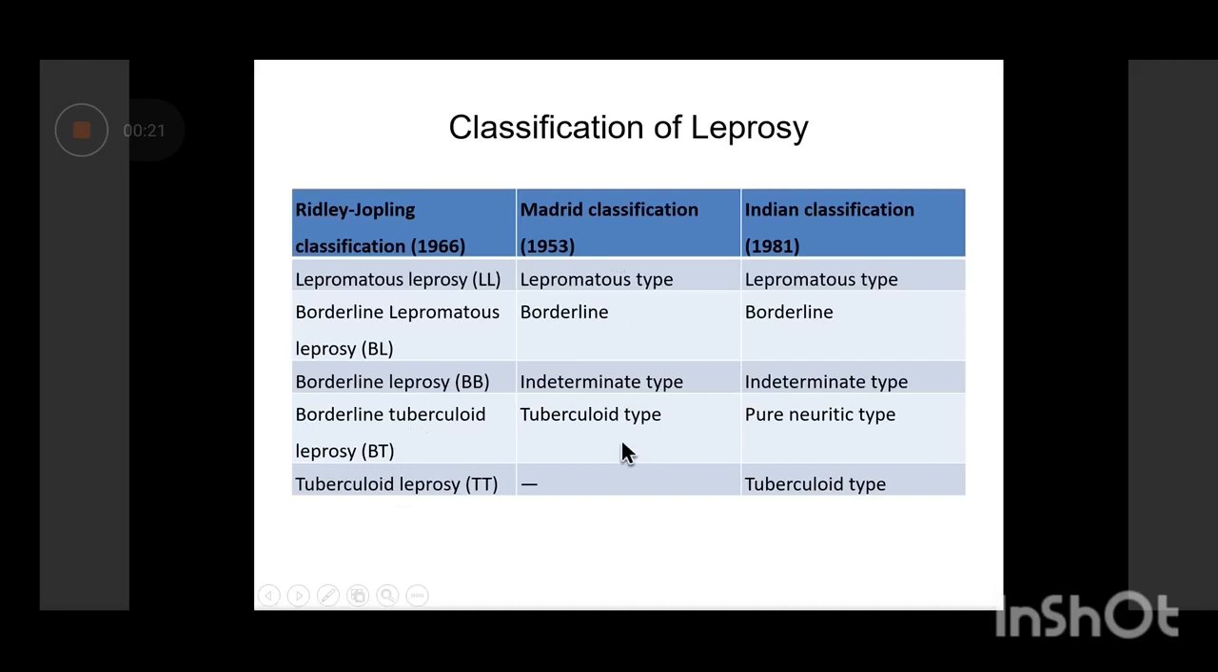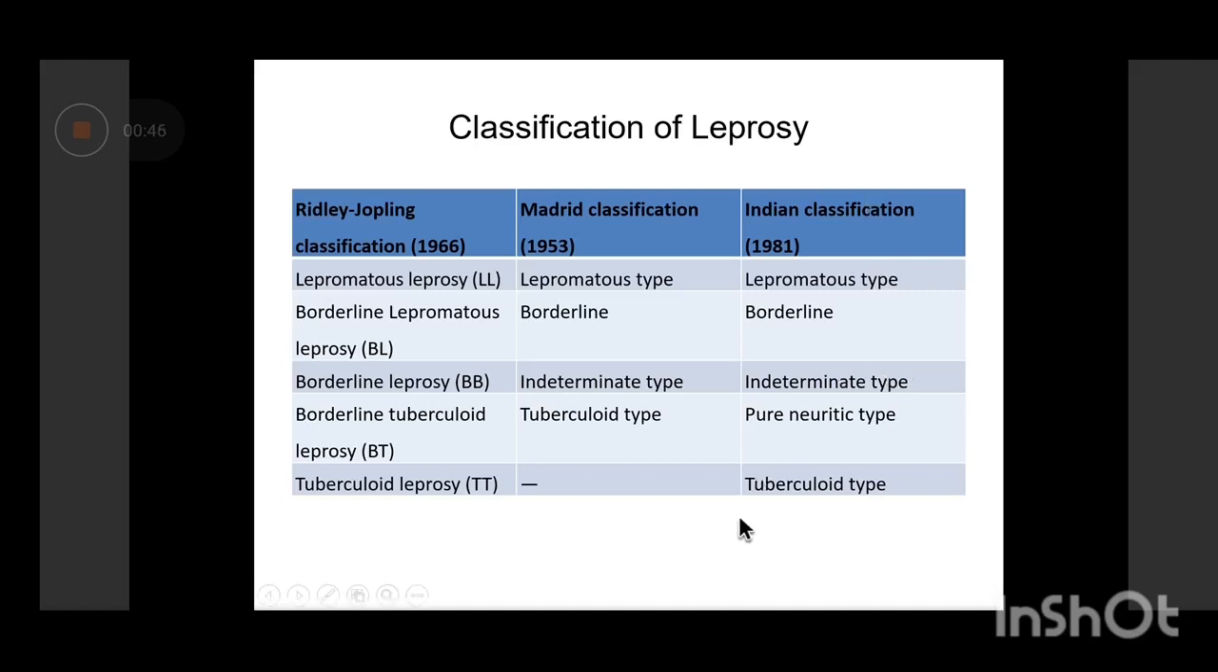In the Madrid classification, we have four types: lepromatous type, borderline, intermediate type, and the tuberculoid type. And in the Indian classification, we have lepromatous type, borderline, intermediate type, pure neuritic type and tuberculoid type. So we have these classifications of leprosy.